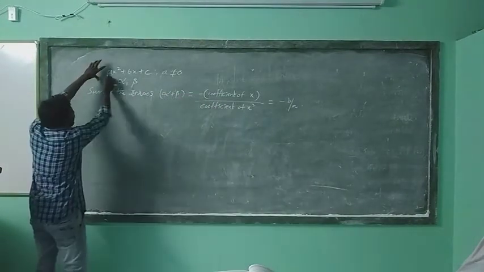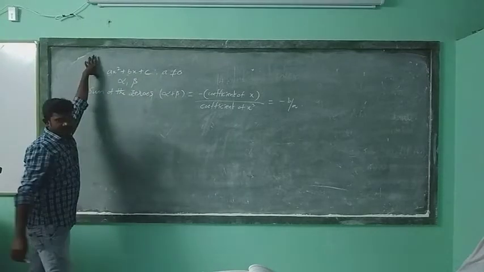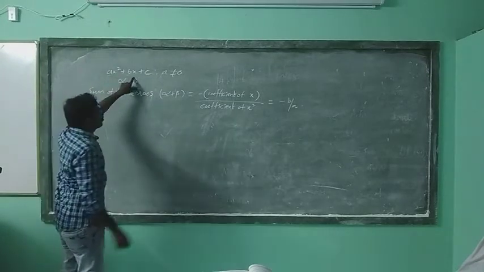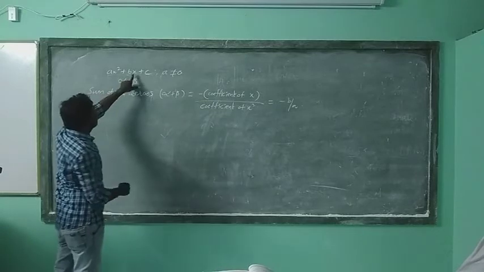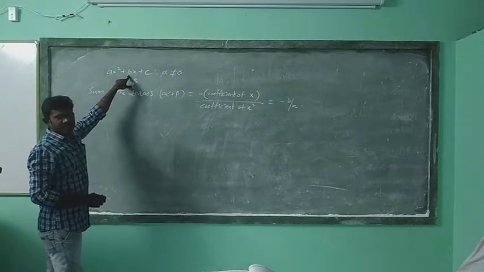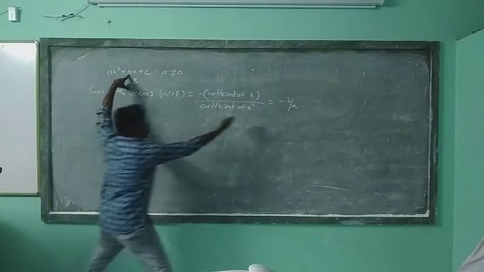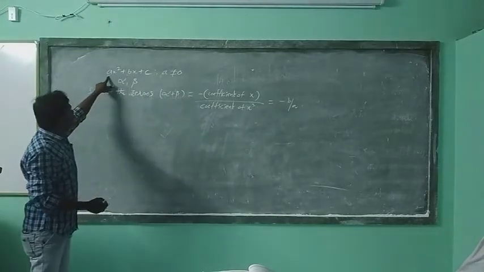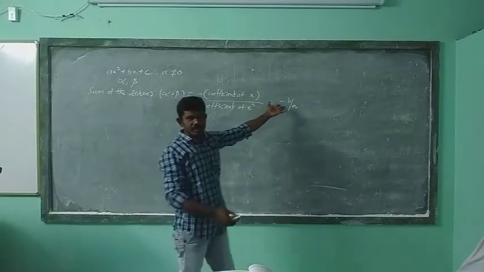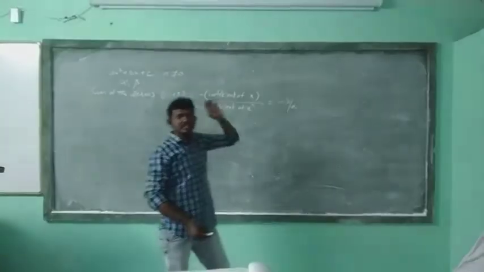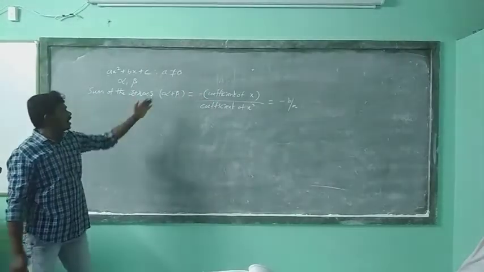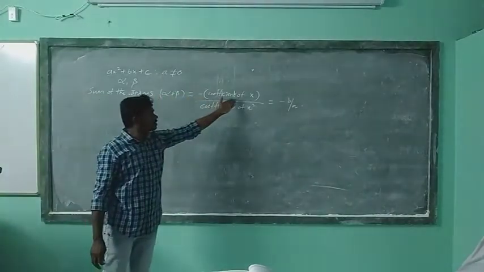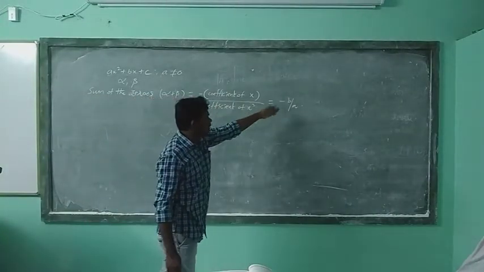Now a, b, c are coefficients, real numbers. Here the coefficient of x is b, and the coefficient of x square is a. So minus b by a. Children, that is the sum of zeros formula: alpha plus beta equals minus coefficient of x by coefficient of x square, or minus b by a.